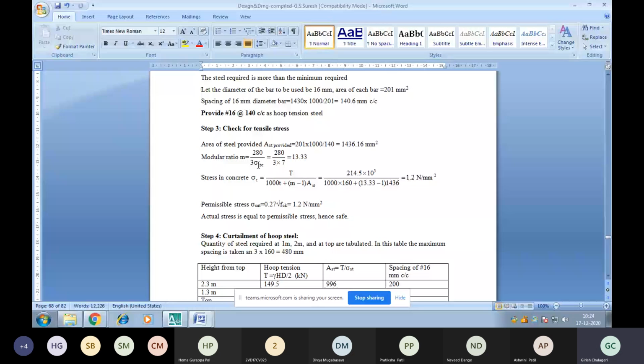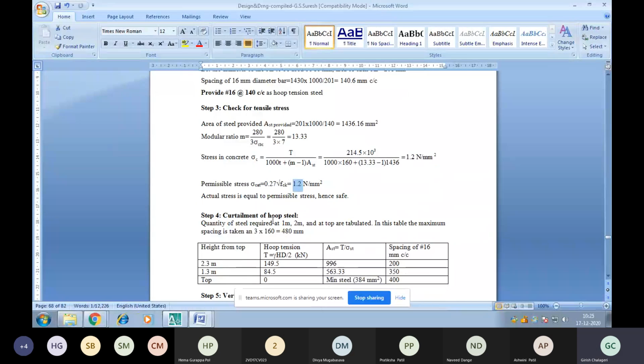For that we can see here it is given in table IS 3370 part 2. If you see the tables, it is 7 for M20 grade concrete for bending stress. So substituting that value, we get 280 by 3 into 7, we get 13.3 as the modular ratio. And the area of steel we already know is 201, into 1000 by spacing 140, we get 1436. Substituting this, we are getting 1.2, and the permissible stress is almost 1.2 only. So both are nearly the same, so it is safe in tensile stress.